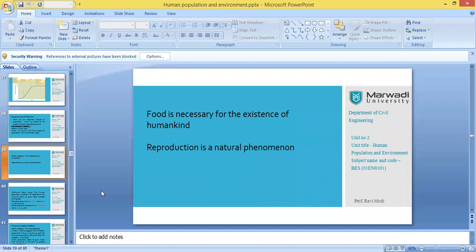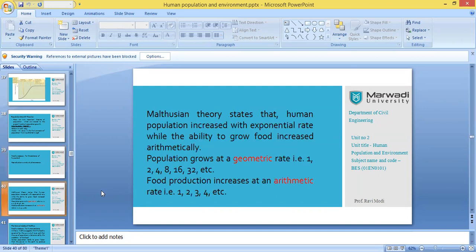He first gave two main points: food is necessary for the existence of humankind, and reproduction is a natural phenomenon. Malthusian theory states that the human population increases at an exponential rate. By now I know that every one of you is well aware of the meaning of the exponential growth rate. While the ability to grow food increases arithmetically.